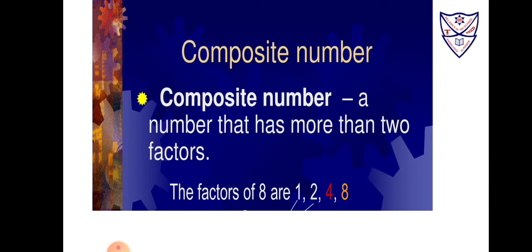Now, composite number. What is the meaning of a composite number? A number that has more than two factors. For example, if we take 8, then the factors of 8 are 1, 2, 4, 8. So here you can see this is a number having more than two factors. So what is a composite number? Numbers which are not prime are called composite numbers.